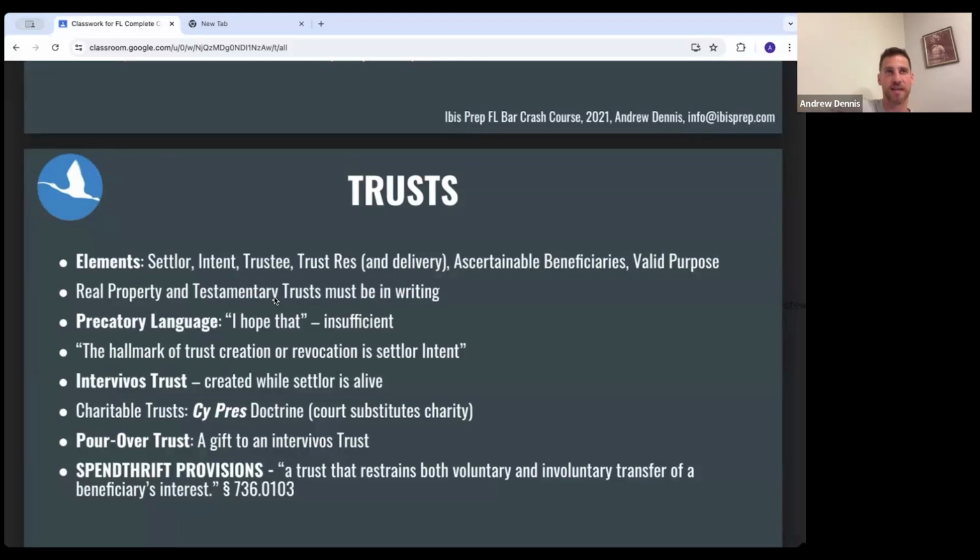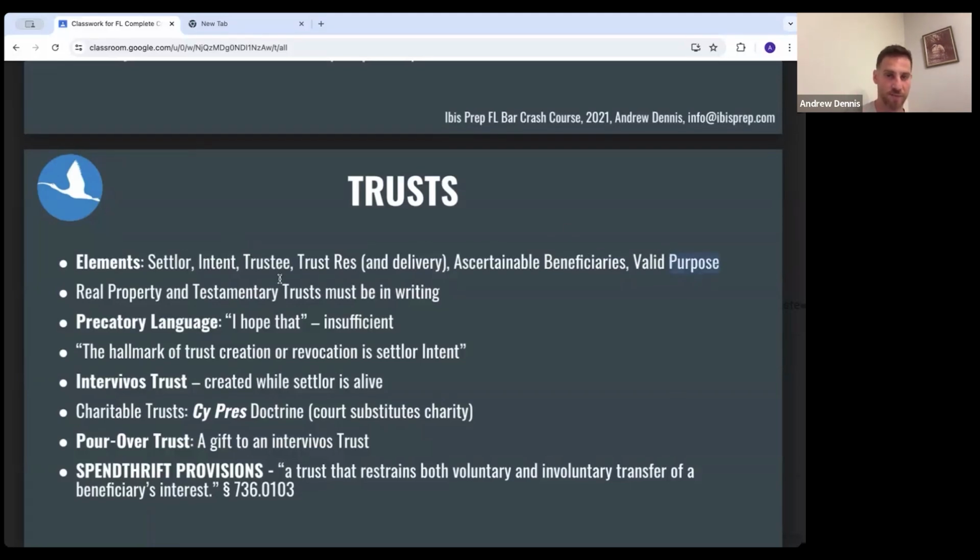secret trusts, and then semi-secret trusts, which are not enforceable in Florida. A secret trust is mentioned in a will with beneficiaries. A semi-secret trust is mentioned in a will without beneficiaries. They like to test the elements of creating a private trust. I think SIT-TAPS is the mnemonic we had: settlor with intent, trustee, trust res, ascertainable beneficiaries, and a valid purpose.